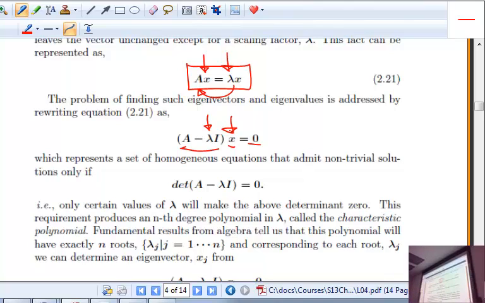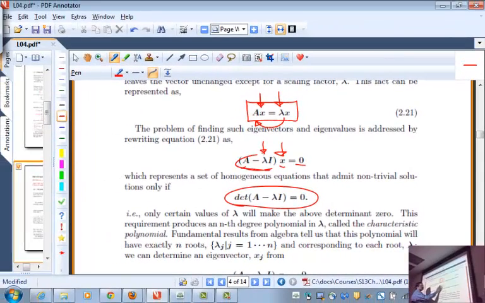The way that we get at that is, because we want x to be non-trivial, we force the determinant of A minus lambda I to be equal to 0. If this is 0, then x need not be 0. That will give you the non-zero eigenvectors. As I said, for an n by n system, there will be n such eigenvalues. And determinants we know how to expand.